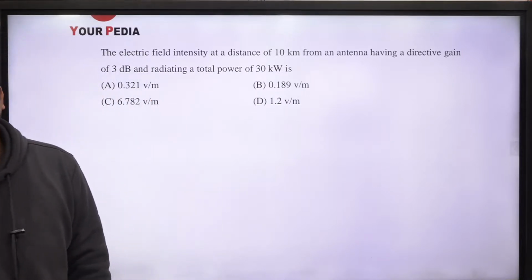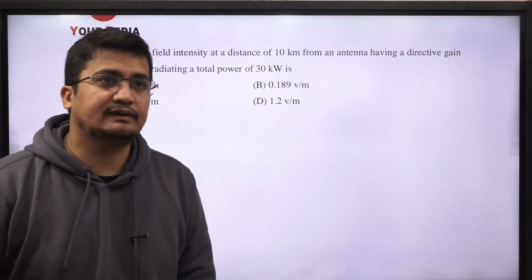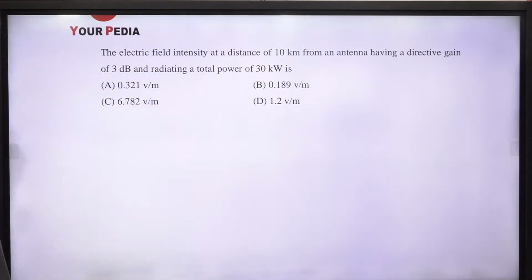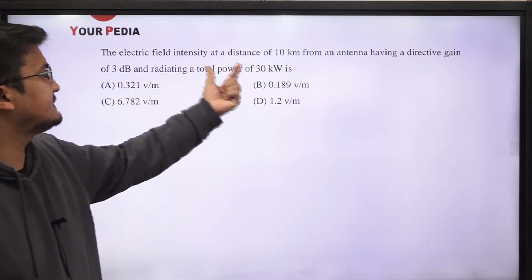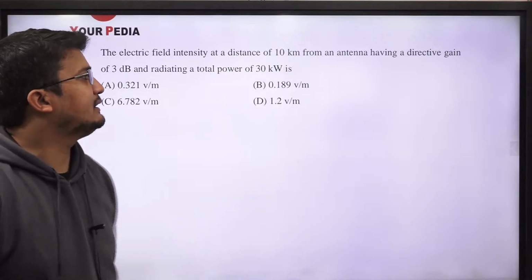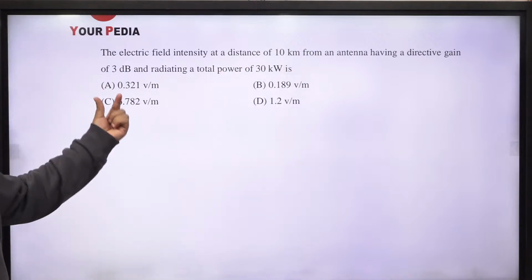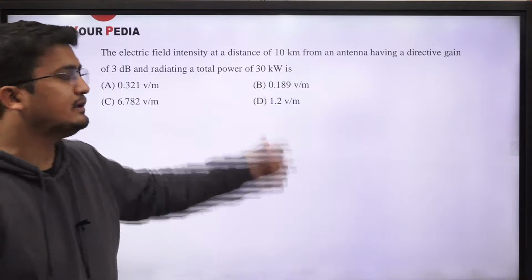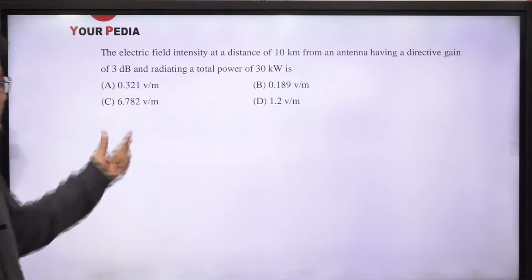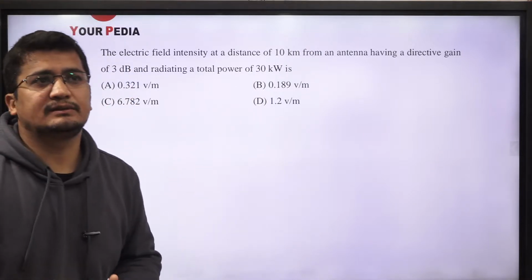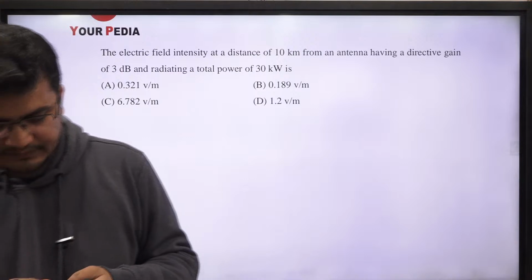So guys, there is one more question from the EMFT on your screen. This is also a probable question. The question is: electric field intensity at a distance of 10 km from an antenna having a directive gain of 3 dB and radiating a total power of 30 kilowatt is. You have the four options. Tell me the answer, please. What will be the answer for this?